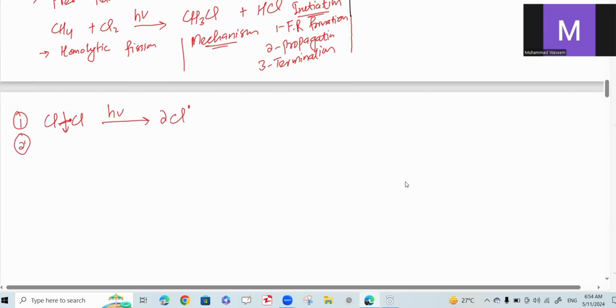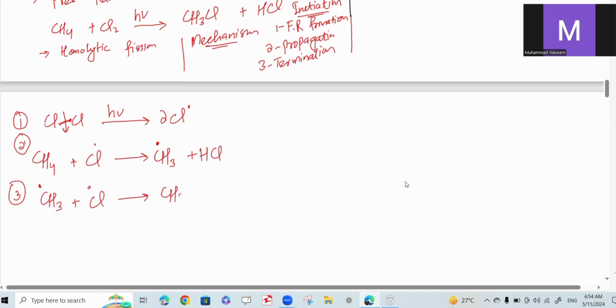The next substance is CH4. Now one of the two chlorine free radicals will come, and it will remove one hydrogen, and HCl will be formed, and there will be CH3, which is a free radical. The third step is that free radicals of both different types combine to form the product. One chlorine free radical has reacted and one is remaining, and these both terminate to form the final product, that is CH3Cl. So this is the initiation, this is the propagation, this is the termination.